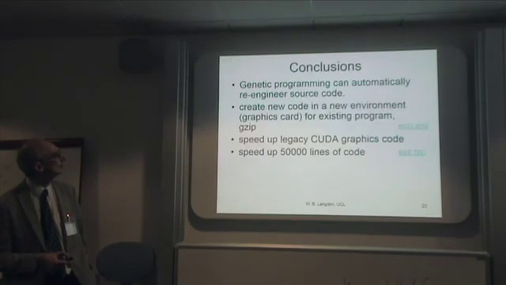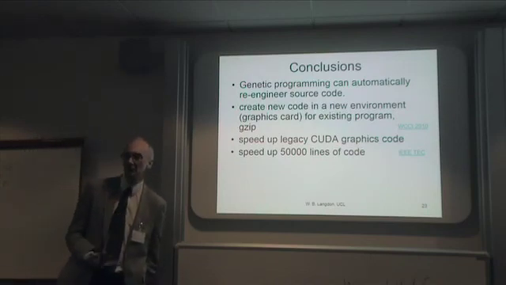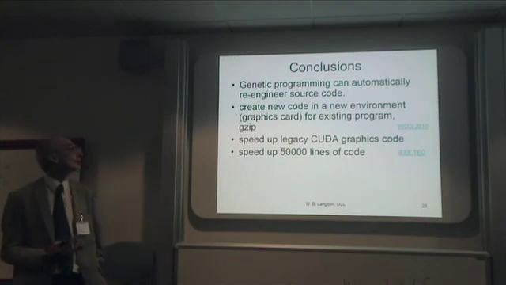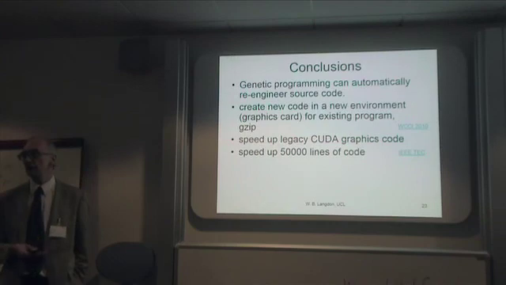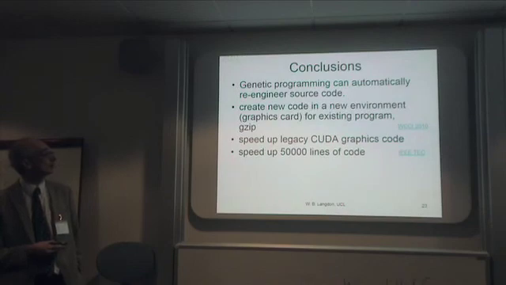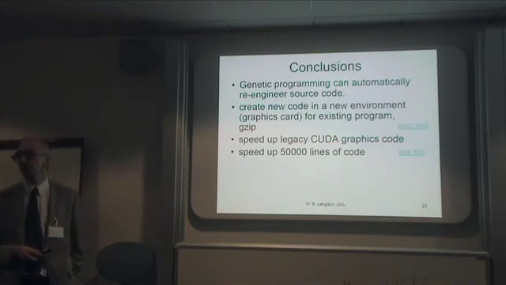Right, so skipping on. Okay. So to conclude, this is an example where GP has taken a state-of-the-art C++ system, made small changes to it, and given us a very large speed up. There are some other examples where we've looked at some code from the gzip, the Unix gzip compression routine, and more recently looking at speeding up some legacy CUDA code.